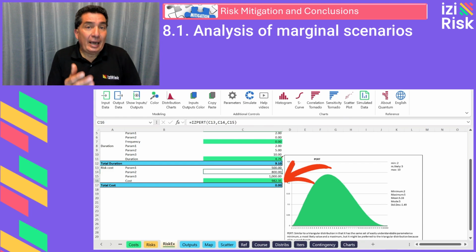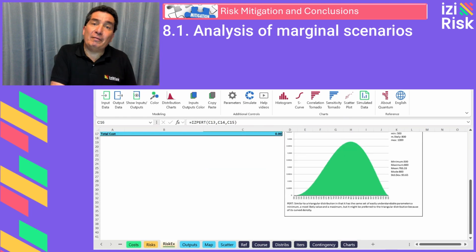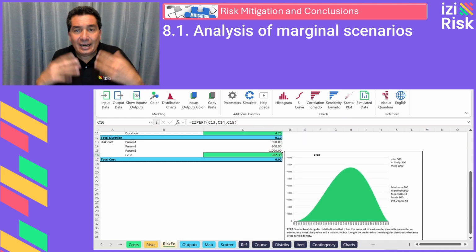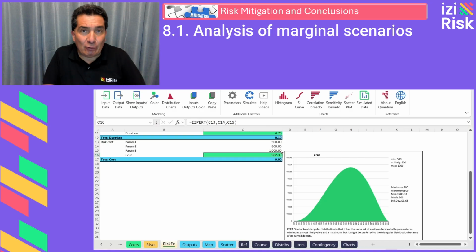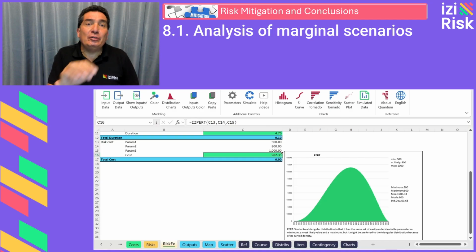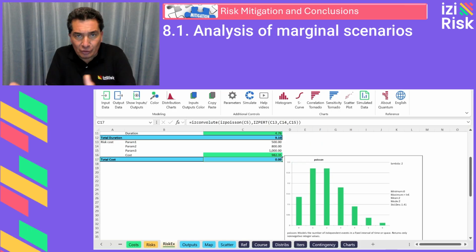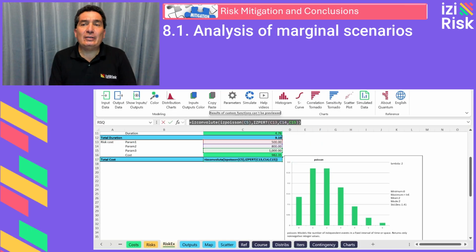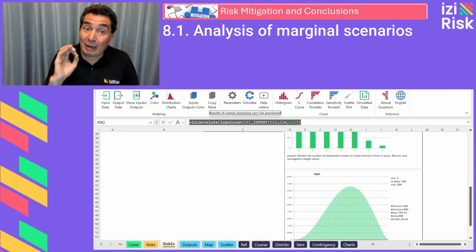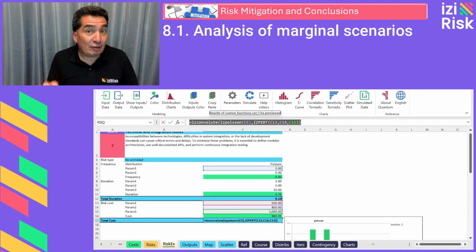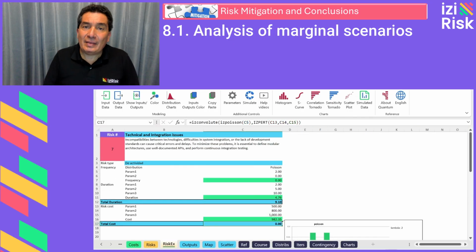Impact on cost. Each event could cost us between $500 as a minimum, $800 as a most likely, and $1,000 as a maximum, also modeled using a PERT distribution. By combining frequency and impact convolution, we obtain the total effect of the risk on the task. Remember that we saw the concept of convolution in lesson 2.17. Now we estimate the cost of the risk.